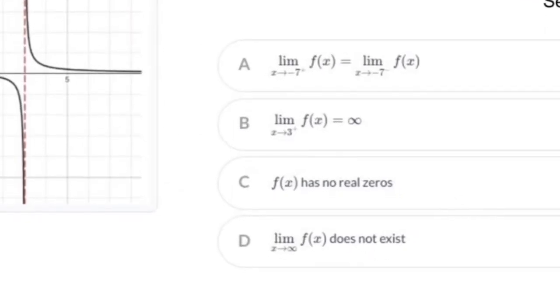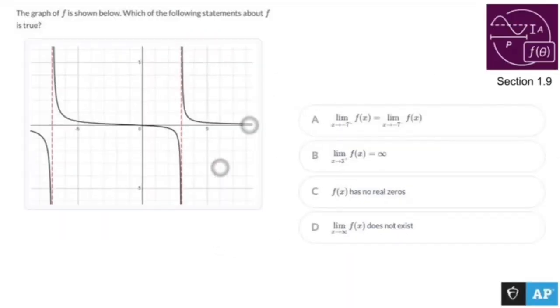This is saying the limit as x approaches negative 7 and then has a little positive symbol that you can barely see. What that means is from the right. So A is asking, is my limit as x approaches negative 7 from the right side the same as my limit as x approaches negative 7 from the left side? Well, from the right side, it's approaching infinity, and from the left side, it's approaching negative infinity. So that's a big no to you.